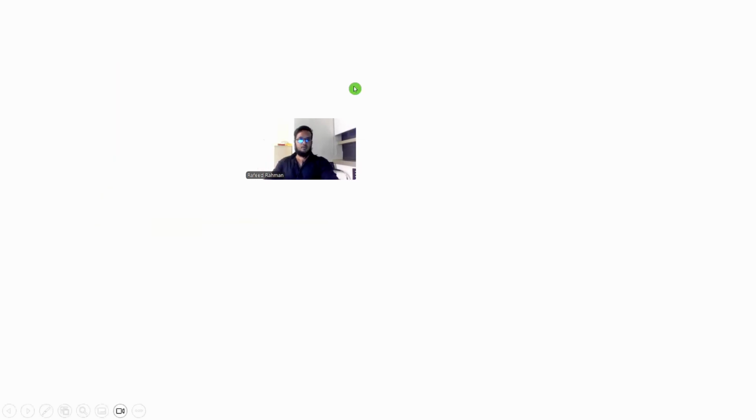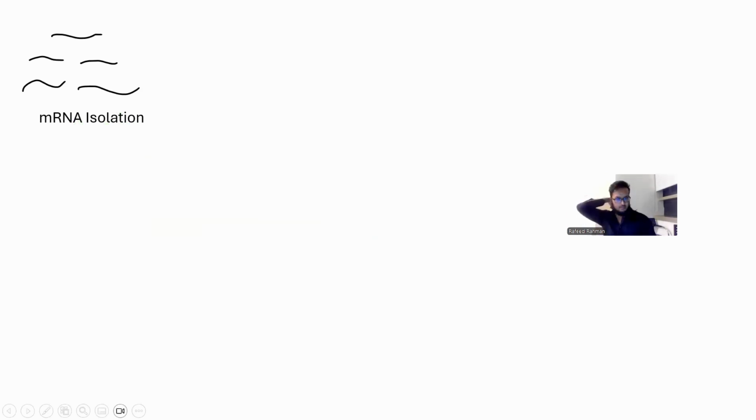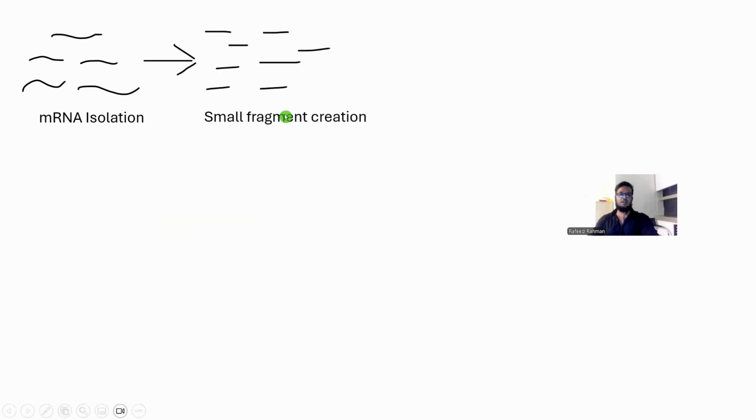Now let's talk about RNA-seq, which is the way we measure gene expression. First of all, we have to isolate the messenger RNA from the bulk of RNA. This is done in many ways, such as magnetic beads and other techniques. After you isolate these mRNAs, you use a sequencing machine or something of that sort to chop those into small fragments. That is the next step.